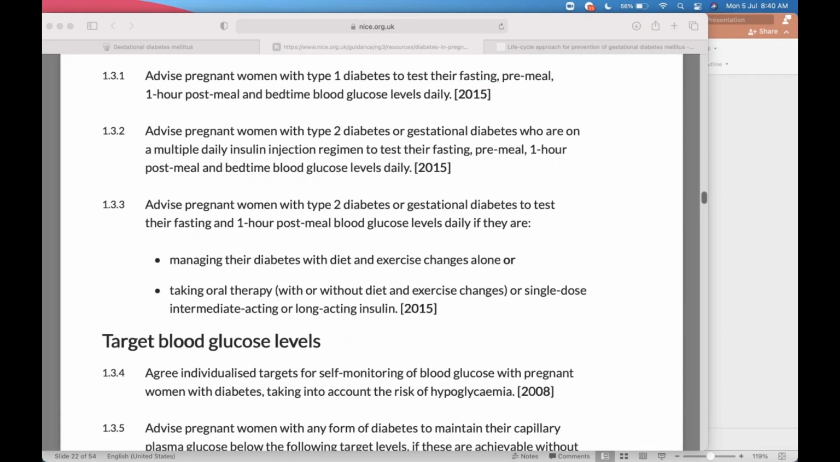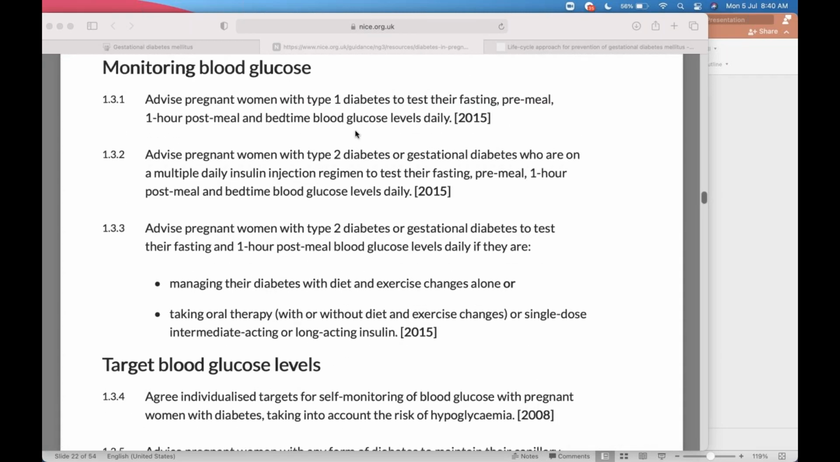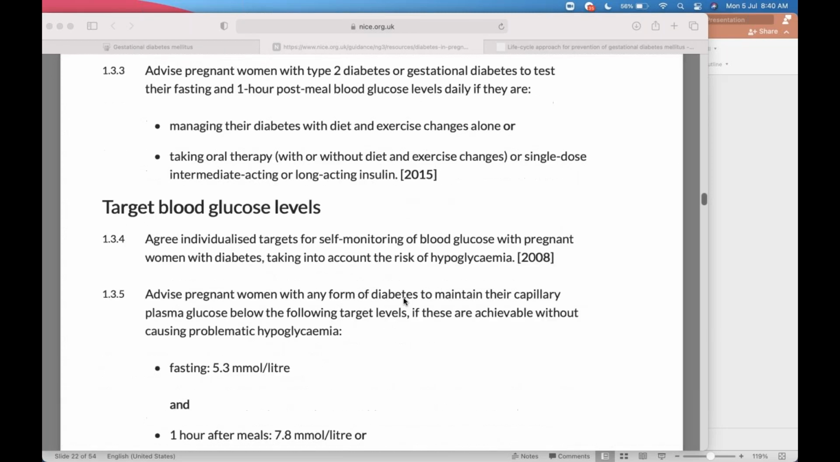Now, in type 1 diabetes you will do the 7-point, and in type 2 diabetes you can do the 4-point. In the 4-point we don't do the pre-meals, we just do fasting, post-breakfast, post-lunch, and post-dinner. So these 4 values are more than enough. This is the only monitoring you need to remember.